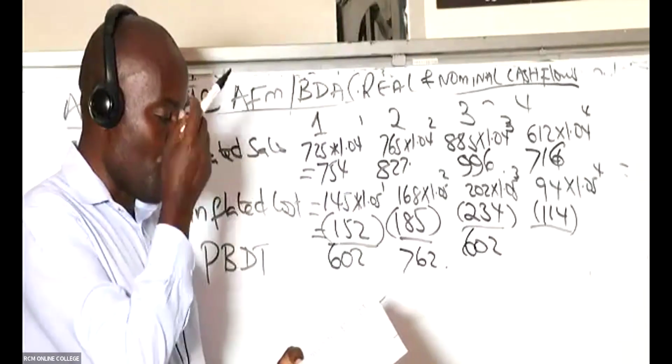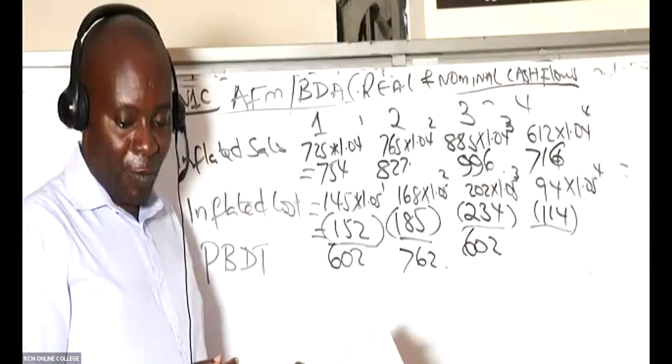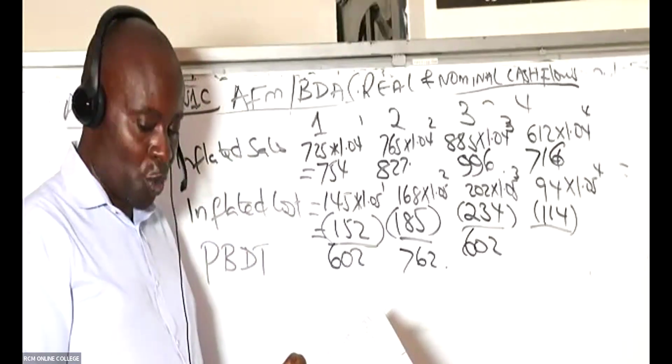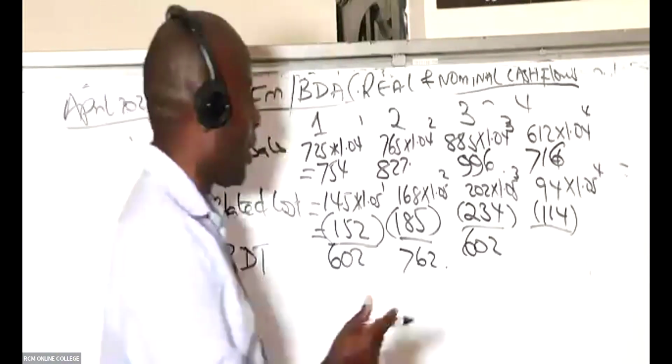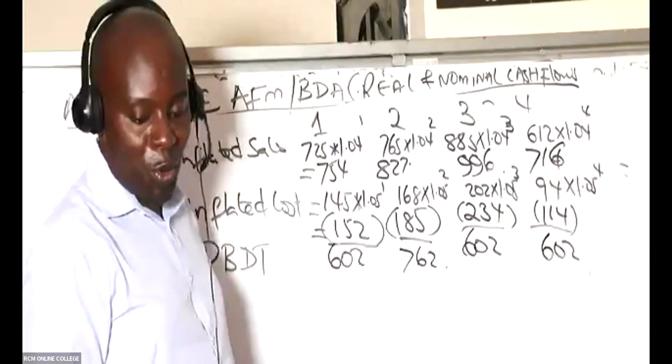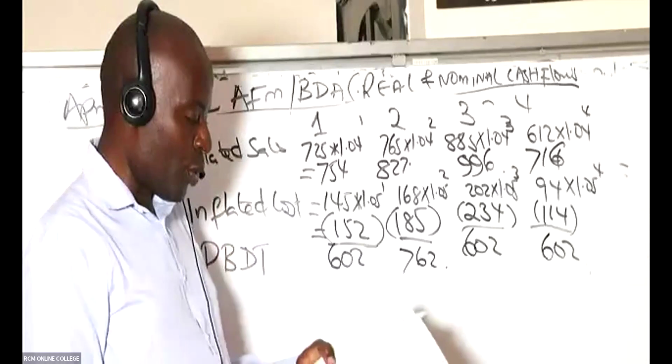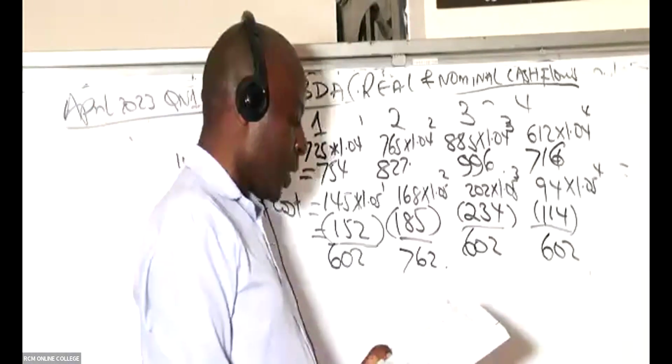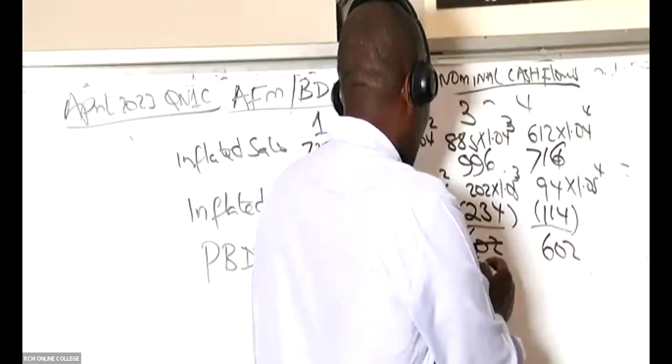So the fourth year, what do we have? The last one is 602. And how about the third year? Third year, what do we have there? 762. Third year, we have 762.